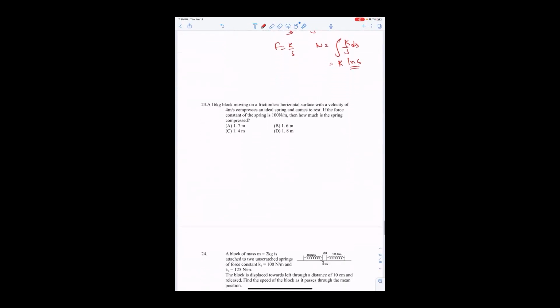Wonderful. Next: a 12 kg block moving on a frictionless surface with a velocity of 4 compresses an ideal spring and comes to rest. So there's an ideal spring, and a 16 kg block moving with a speed of 4 meters per second. The force constant K is 100 Newton per meter. Then how much is the spring compressed? When the block hits it, it compresses it. When the block comes to rest, how much is the spring compressed?